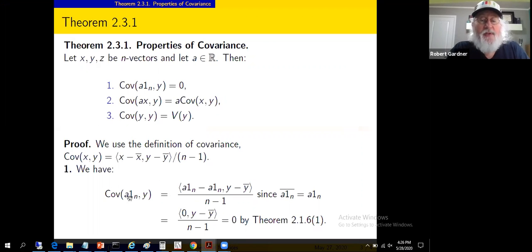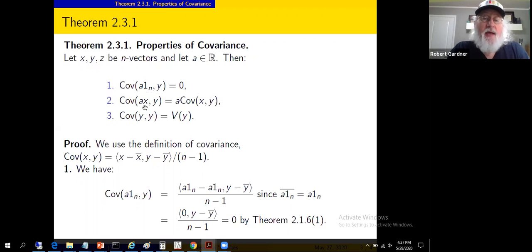All right, let's take the covariance of this constant vector with y. That'll give us a y minus y bar in that second entry, and a 1 sub n minus its mean. Well, if you average a constant a, you get a constant a. So that produces the same vector, a vector of those constants. And when we take the difference, that gives us 0. Inner product of 0 with anything is 0. So that's how the first one follows. Total piece of cake using the vector properties.